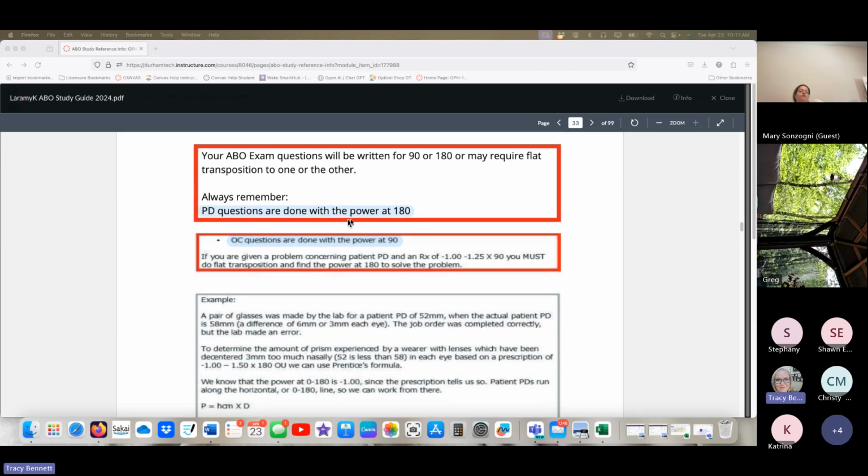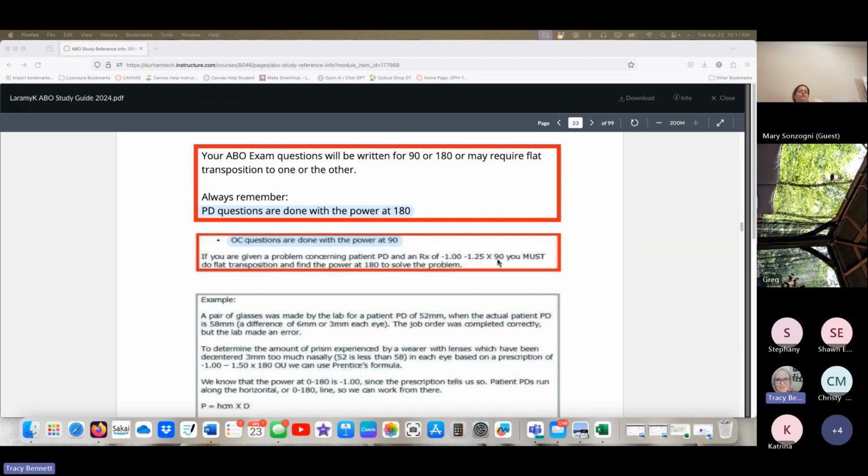PD questions are done with power at 180. OC questions are done with power at 90. If you're given a problem concerning patient PD and an Rx of something like -1, -1.25 at 90, you must do flat transposition and find the power at 180 to solve the problem. The only reason you can do flat transposition here is because this prescription is at 90. So anytime it's at 90 or 180, you can always do flat transposition just to figure out what power is at the 90 or 180, whichever one you're needing.